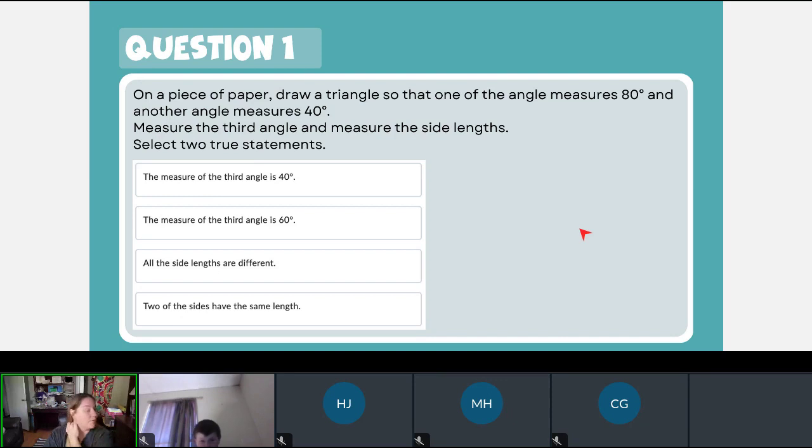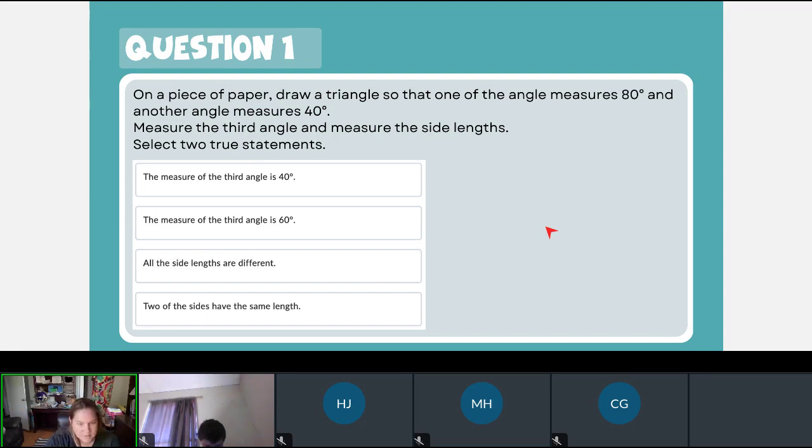So number 1 for your Unit 3 test study guide says, on a piece of paper, draw a triangle so that one of the angle measures 80 degrees and the other measures 40 degrees. Measure the third angle and the side lengths. Select 2 true statements below. So for number 1, you're going to be selecting 2 different answers. Before we start this, you need to ask yourself, what do I know about triangles?